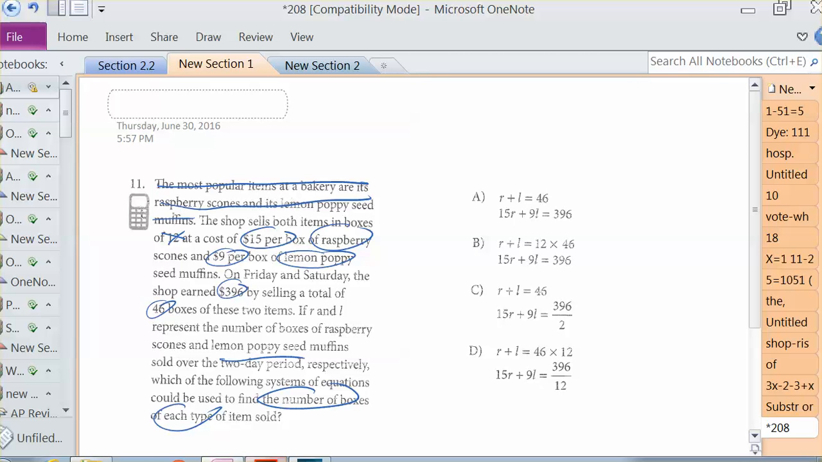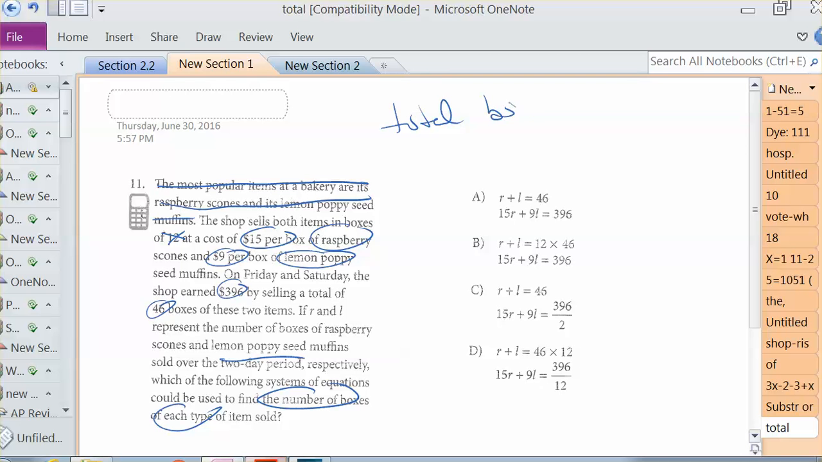What I have circled there, $15 per box for raspberry, $9 per box for lemon poppy, you make $396, 46 boxes are sold. In business, that's all we care about. We want to make money. So who cares about the 2 days and 12 in the box? This is silly. So how many boxes did I sell?